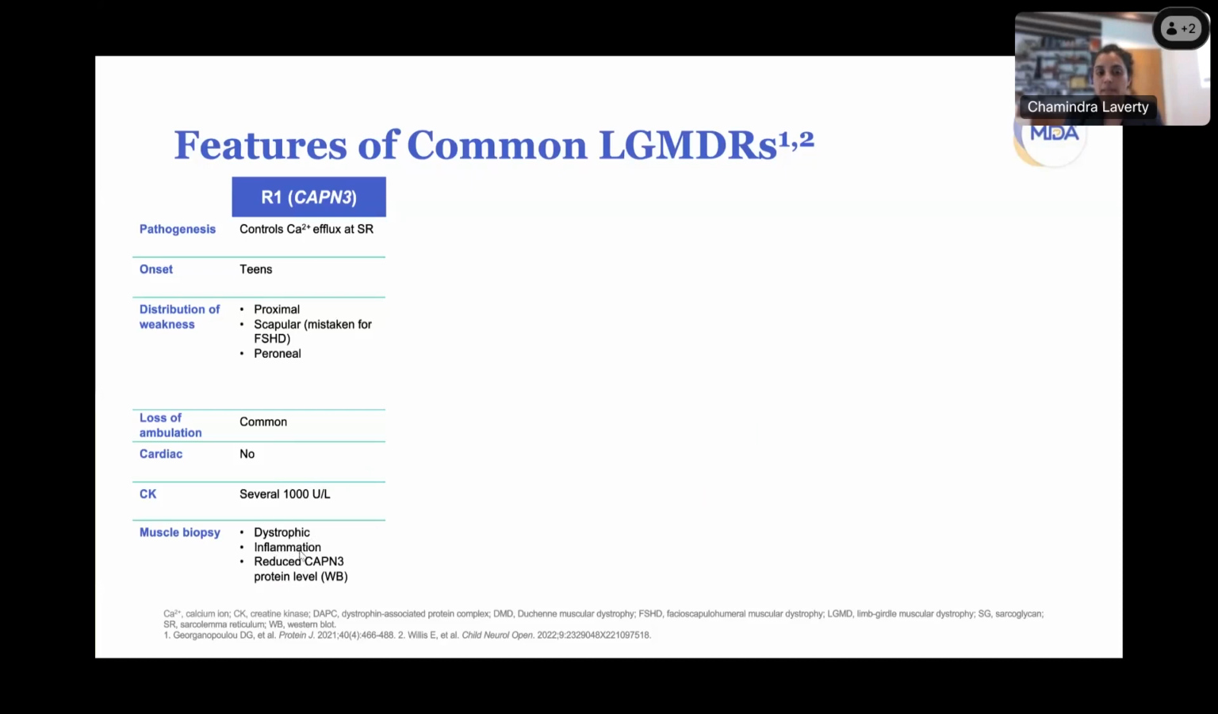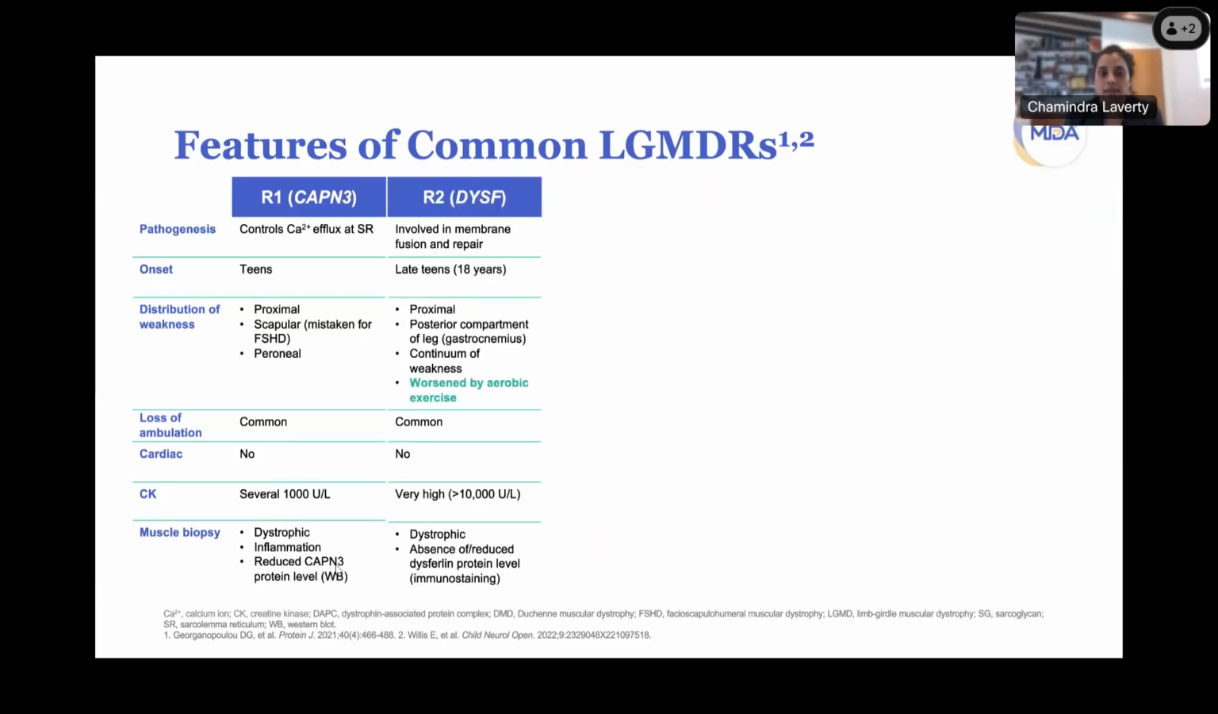One thing about calpain is that there could be inflammatory cells on the muscle biopsy, and you can show decreased calpain protein on a Western blot. Unfortunately, there are other conditions that can secondarily reduce calpain protein on a Western blot, so doing the Western blot analysis is not specific enough, unfortunately. Now let's take another common one, dysferlin, R2.